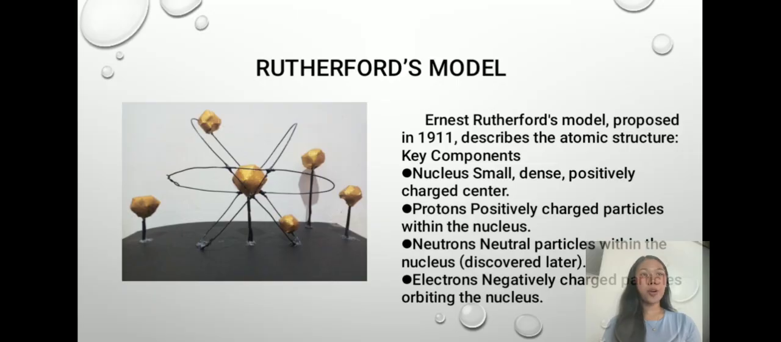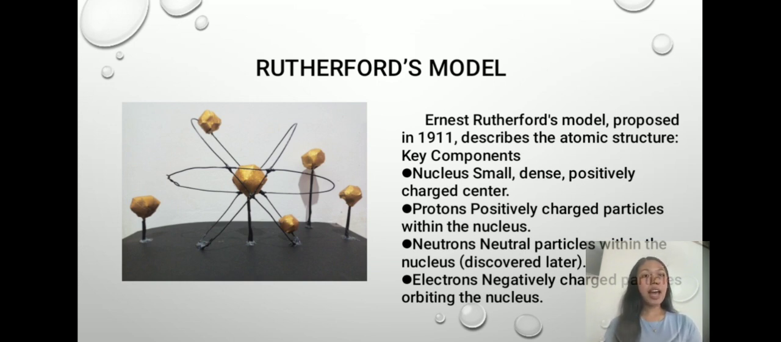So Ernest Rutherford's model, proposed in 1911, describes the atomic structure. Rutherford's model of the atom is often referred to as the nuclear model because it introduced the concept of a dense, positively charged nucleus at the center of the atom. So here's a detailed description of the model. Here are the key features of Rutherford's model.